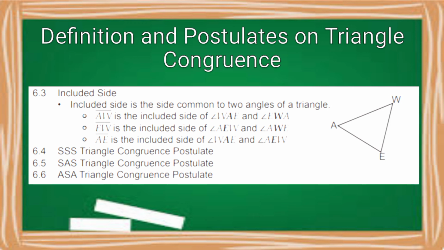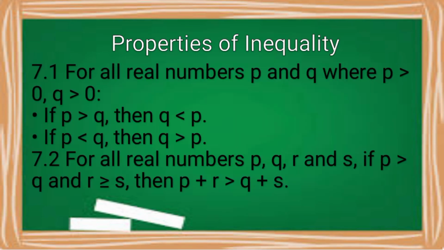The segment AE is the included side of WAE and AEW. So, and also the SSS or the side side side triangle congruence postulate, the SAS side angle side triangle congruence postulate, and the ASA angle side angle triangle congruence postulate.